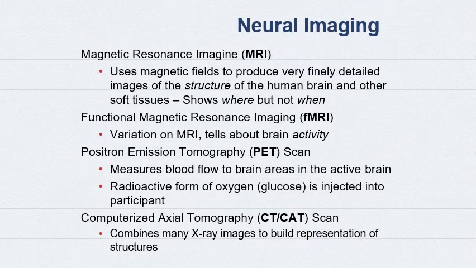Ayan. So, to sum it up, makita natin dyan yung mga specific neural imaging techniques. MRI that uses magnets or magnetic fields, no, very finely detailed image of the structure and shows where but not when. So, functional magnetic resonance imaging, fMRI, so tells about brain activity. No, mas mag-function siya kapag mas maraming blood flow. Positron emission tomography measures blood flow to brain areas in active brain. Radioactive form of oxygen or glucose is injected into participants that creates an image afterwards.